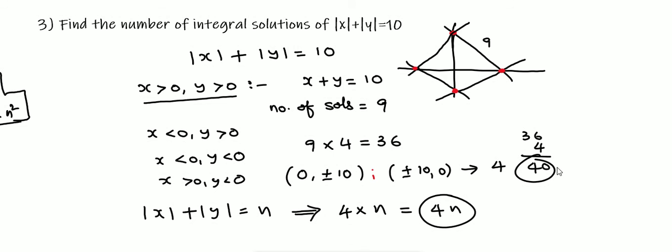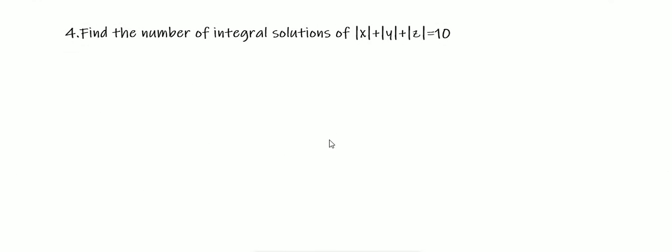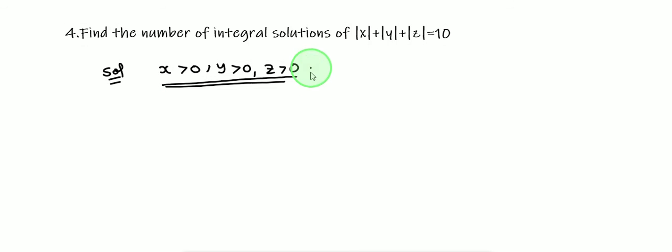So now let's move on to the fourth question. Find the number of integral solutions of mod x plus mod y plus mod z is equal to 10. So let us proceed in the same way. Three parameters are given. Again let us consider x greater than 0, y greater than 0, z greater than 0. So that means x plus y plus z is 10, where x, y, z are greater than 0, that means we are looking for positive integral solutions.